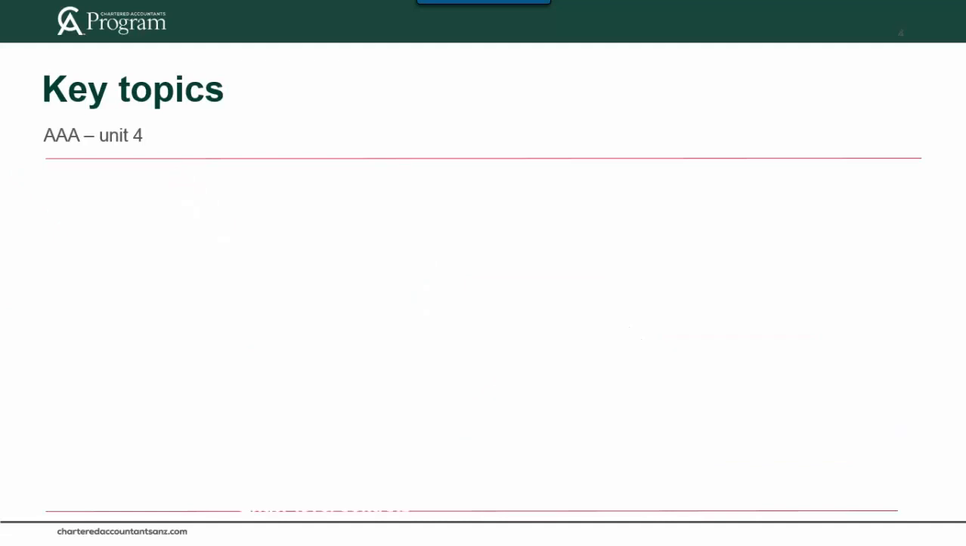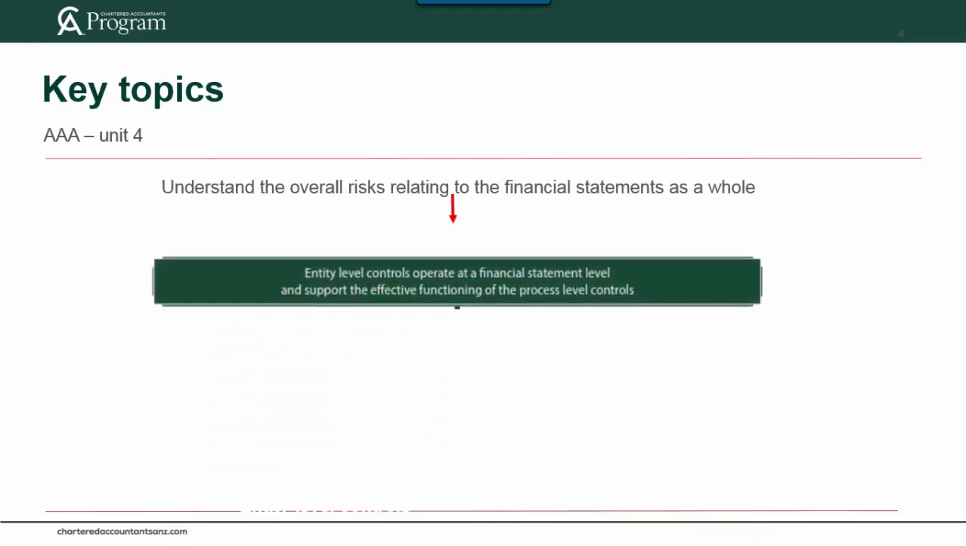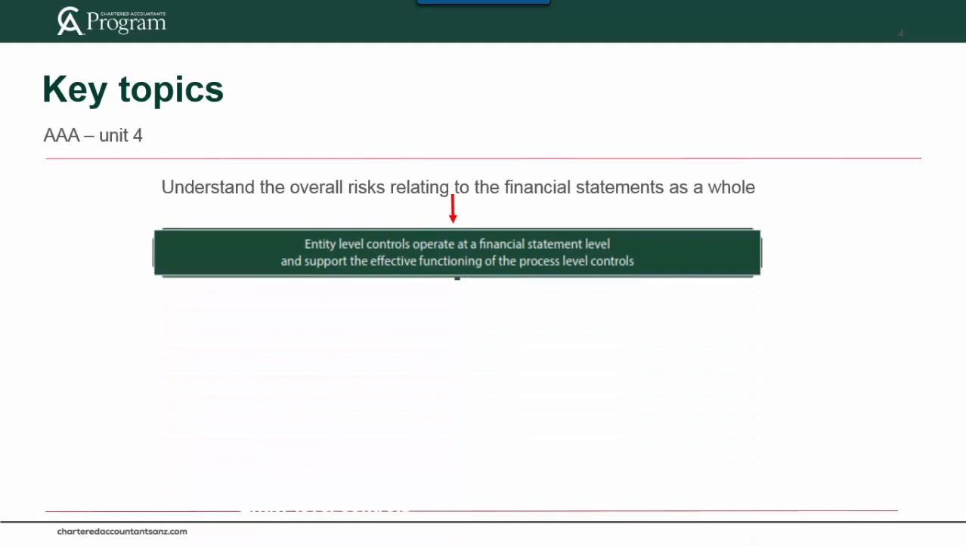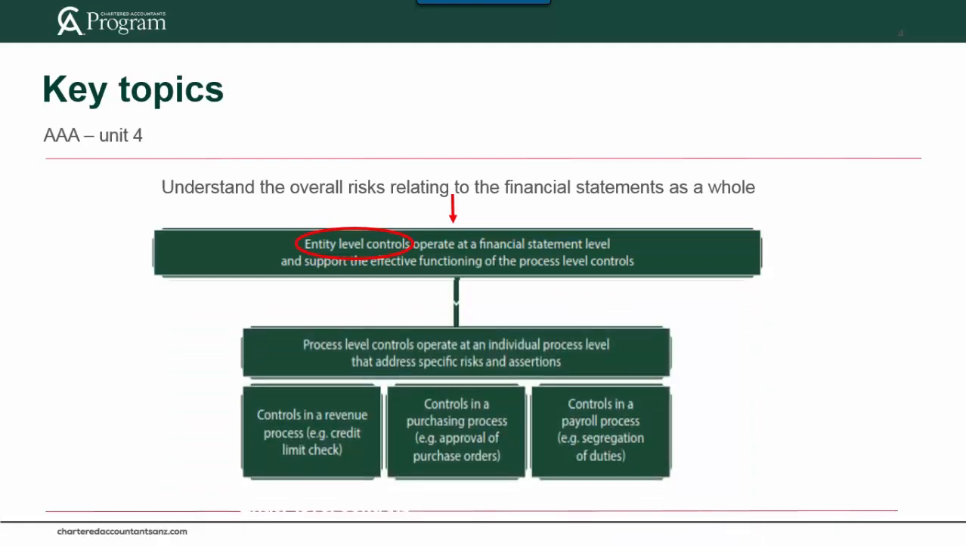Most auditors use a top-down approach in obtaining an understanding of controls. A top-down approach requires the auditor to first understand the overall risks relating to the financial statements as a whole. The auditor then evaluates the design and implementation of those controls that relate to the financial statements as a whole. These controls are referred to as entity-level controls in this module. After understanding the entity-level controls, the auditor obtains an understanding of control activities. These controls are referred to as process-level controls in this module. And examples of these process-level controls are controls in the sales, purchasing, or payroll processes.